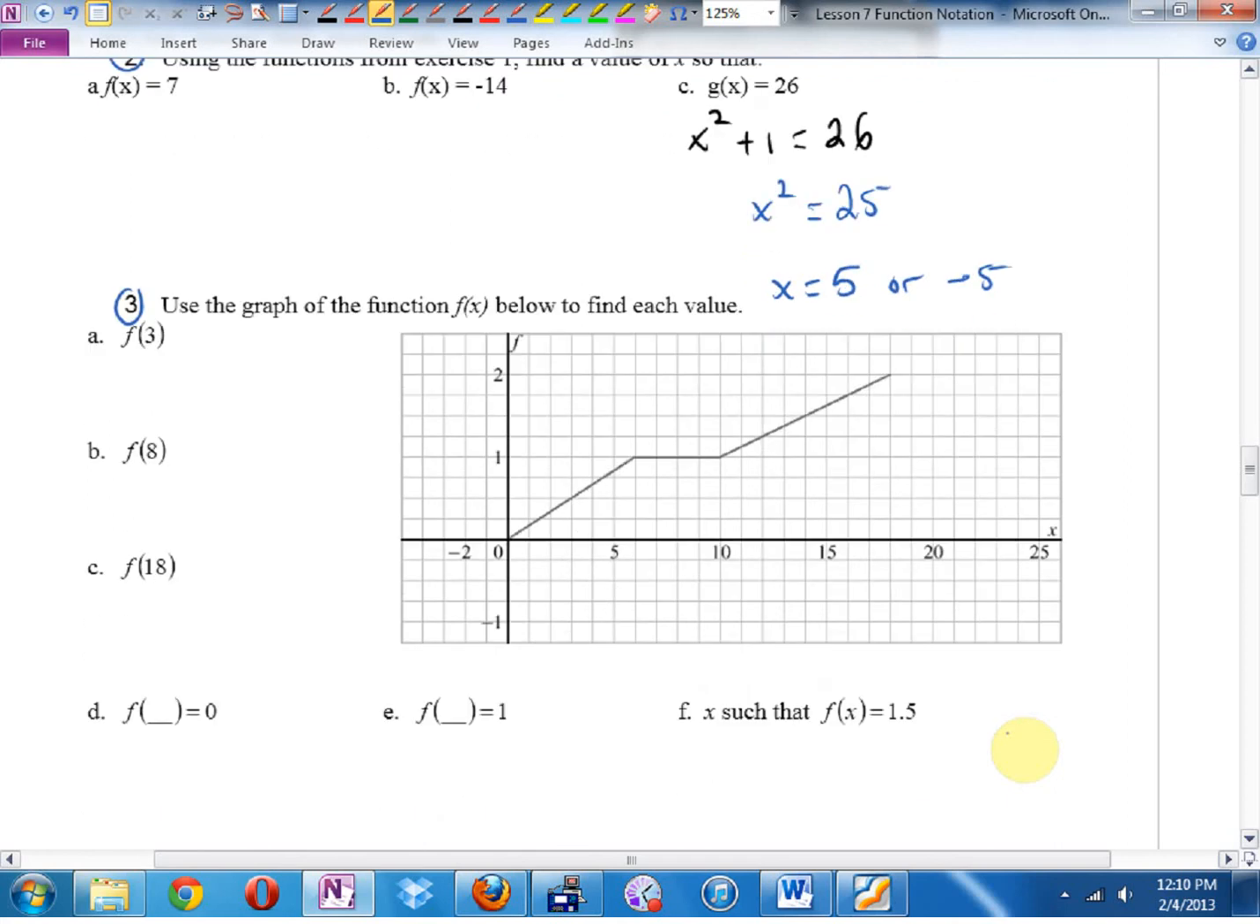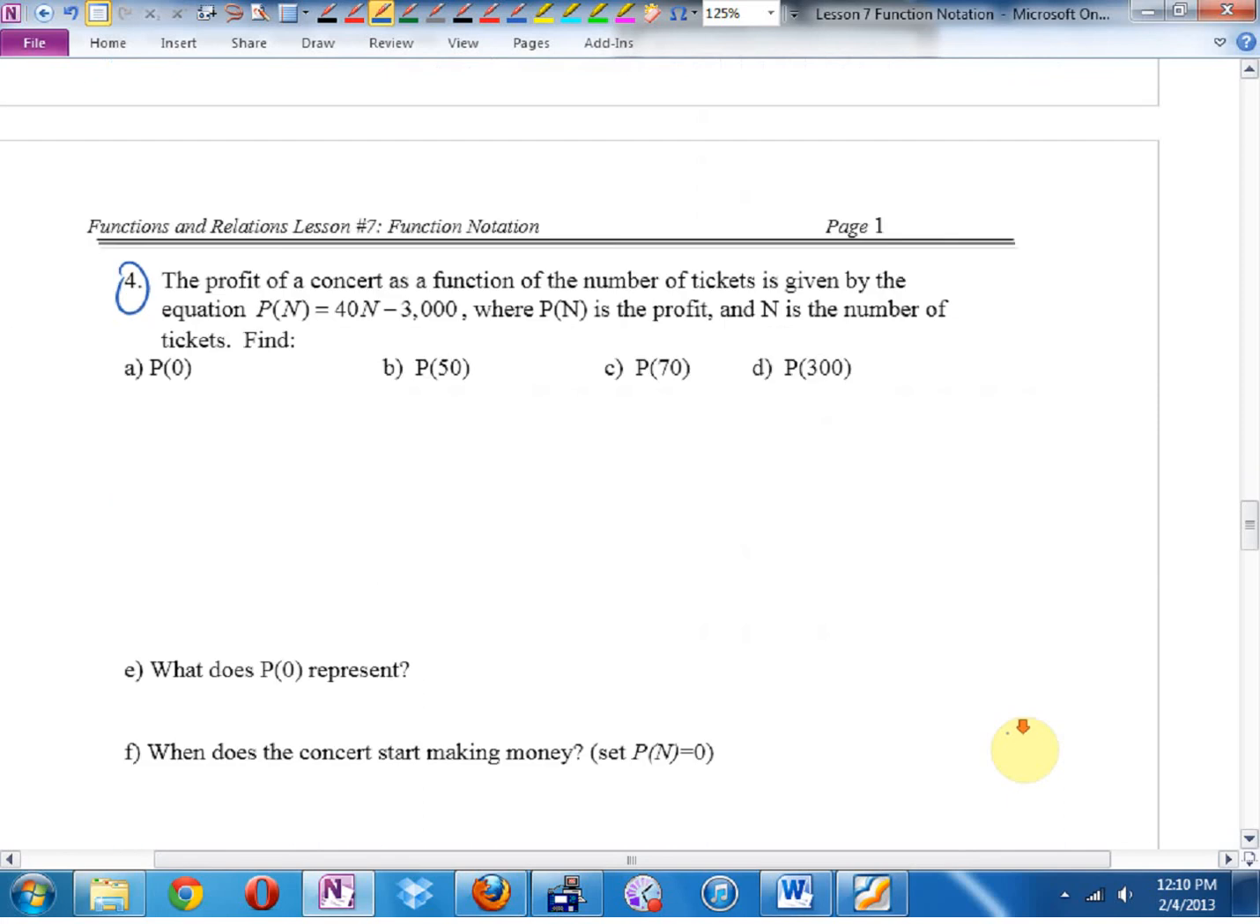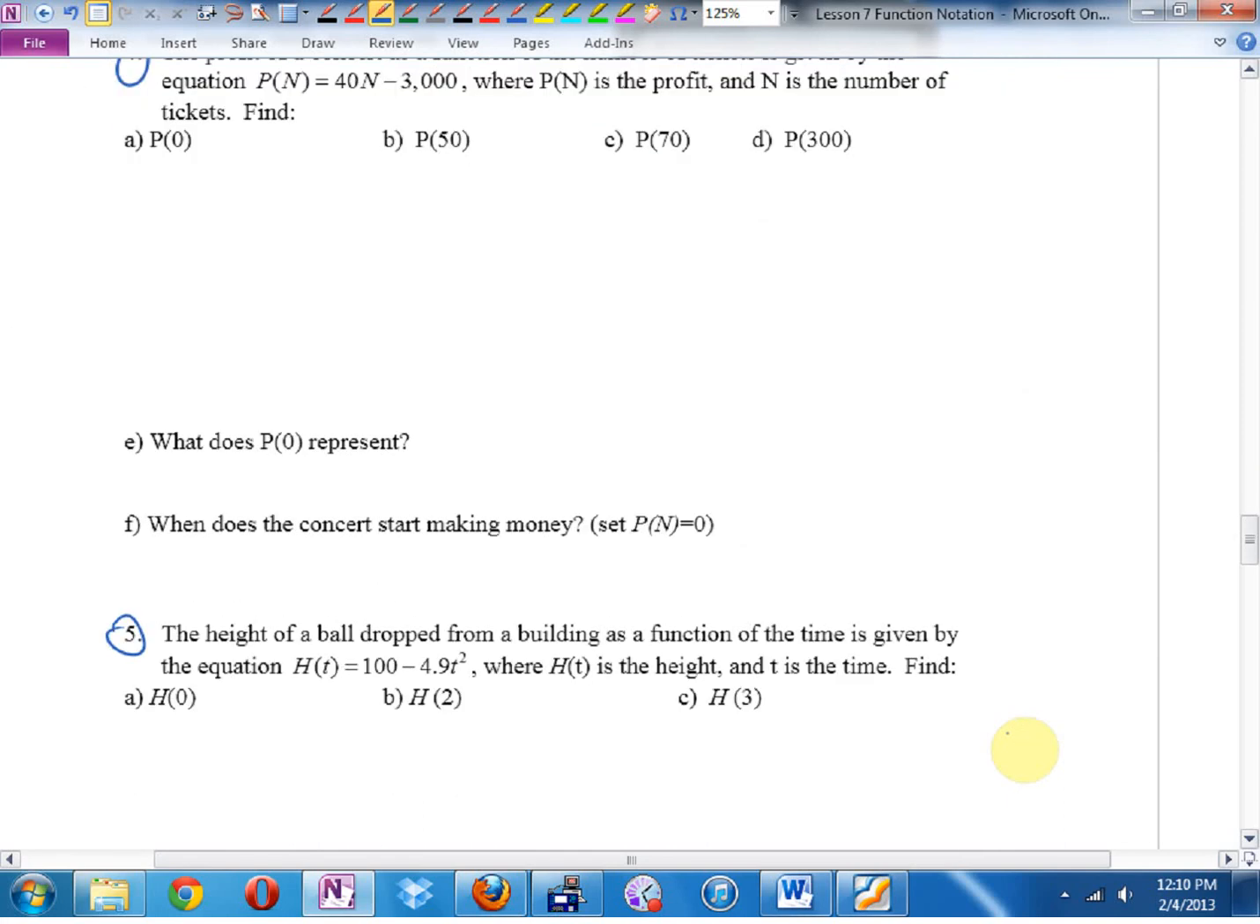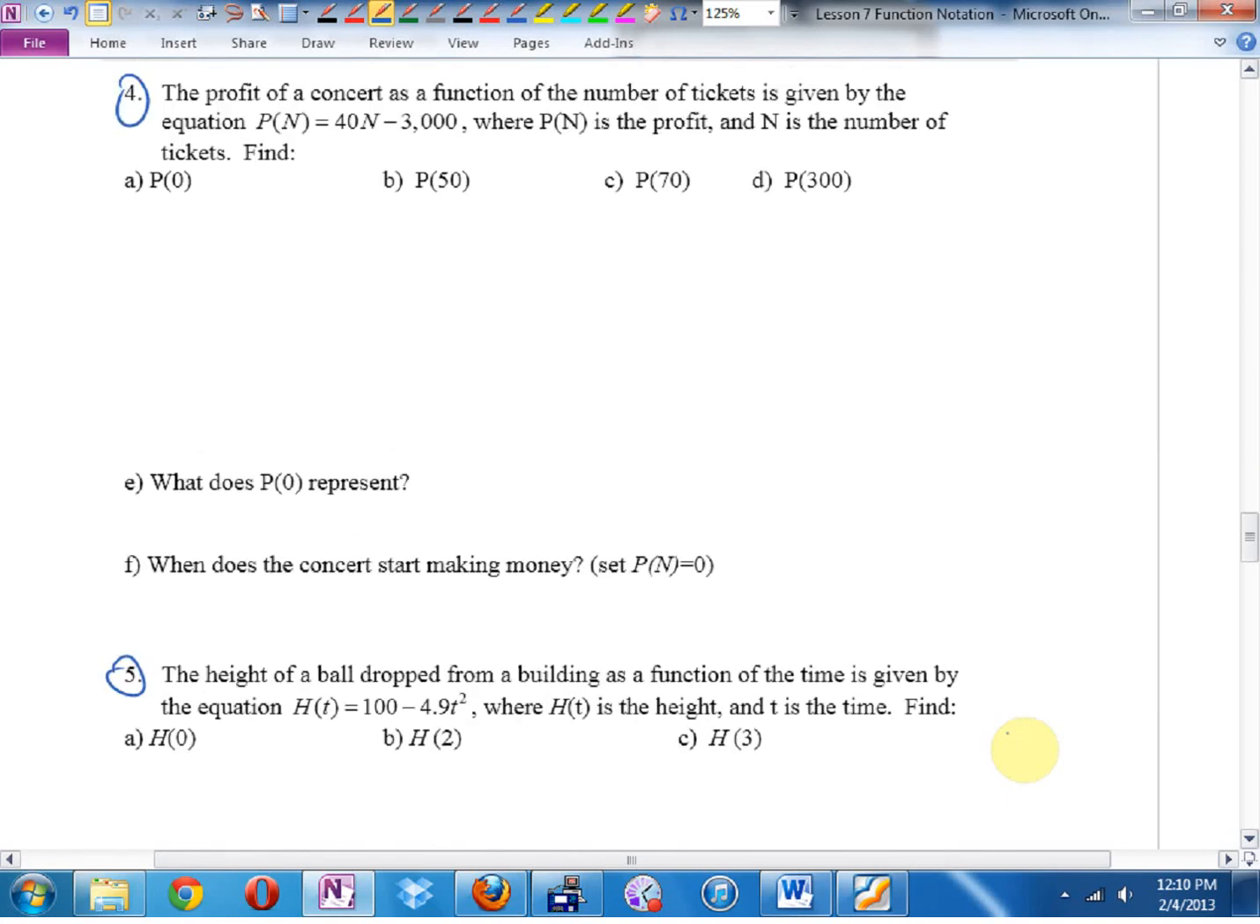So if I give you the graph, you can also find the points. Right? I hope. I think. Maybe the lesson finally went well. How about some of these applied ones, number 4 and number 5, where they actually gave you a more complicated equation?